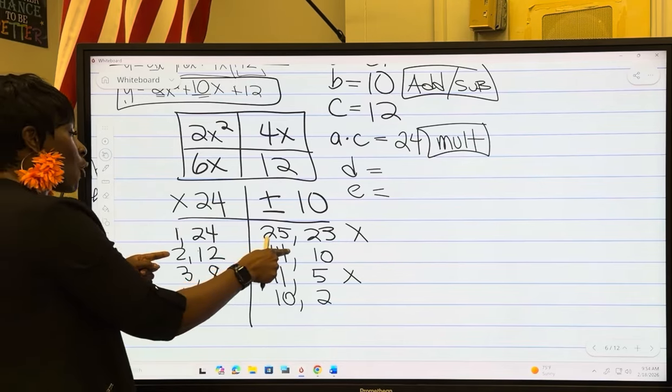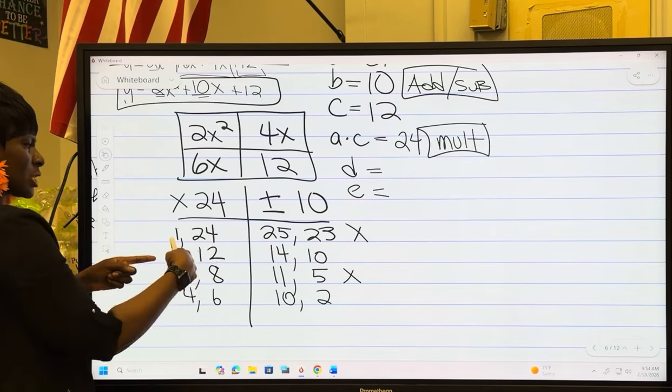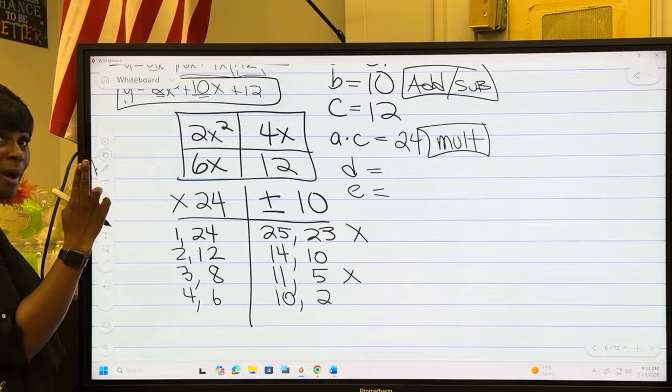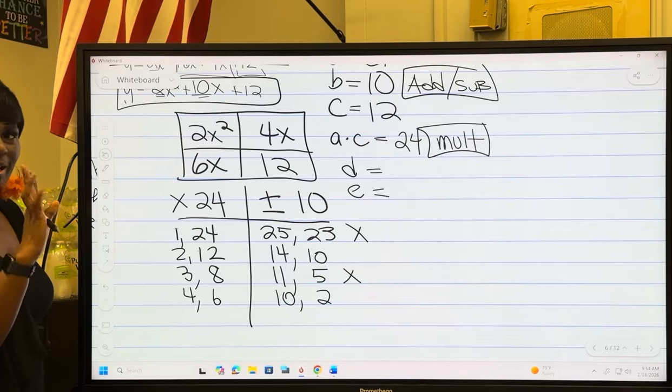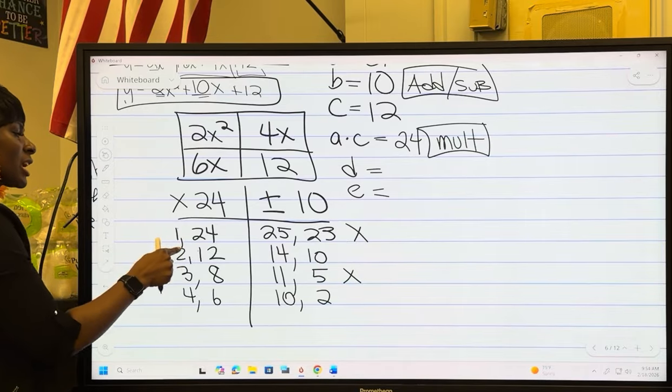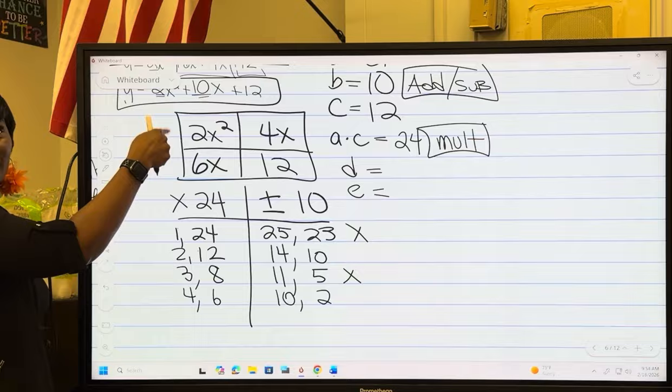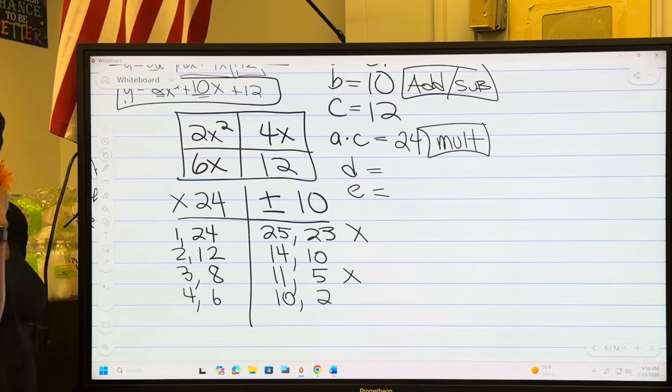Now, Miss Simply, how do we know it's not this one? Well, if you add 2 and 12, that means they're both positive, and you're going to get 14. That's not what you want. In order to get 10, you have to subtract these. That means one of your numbers is going to be negative, so you'd have a negative in here somewhere. And do you? No. There are no negatives, so that can't be it. Are you following me? Yes?